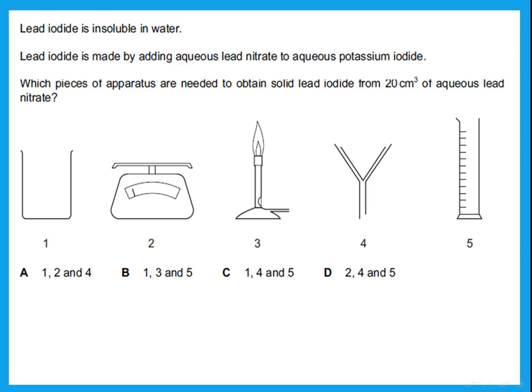Then it's going to form, yes, and then he said he wanted 20 centimeter cube of aqueous lead nitrate. So how do I know if I have 20 centimeter cube of aqueous lead nitrate? That means I need the measuring cylinder, which is number 5. And then it's going to form a precipitate that I will need to separate from the mixture. If I have something insoluble and I need to separate it from the mixture, then I will need the filter paper and funnel, which is number 4. So basically I need 1, 4, and 5, and that means my answer is C.